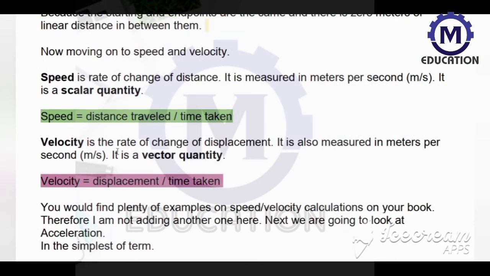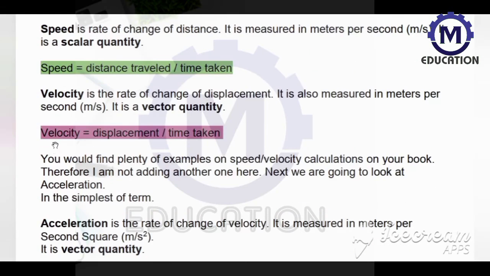Velocity is the rate of change of displacement, not distance. It is also measured in meters per second. It is a vector quantity. Speed is a scalar quantity, it has no direction, but velocity has direction. The formula: velocity is equal to displacement upon time taken. You would find plenty of examples on speed and velocity calculation in your book, therefore I am not adding another one here.